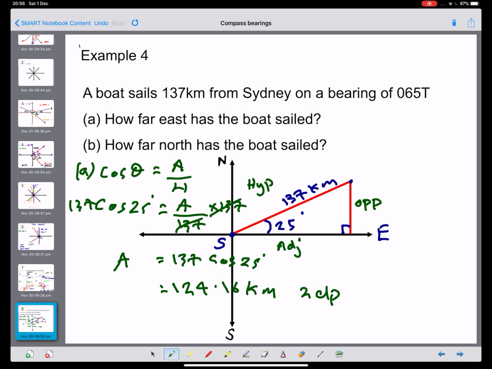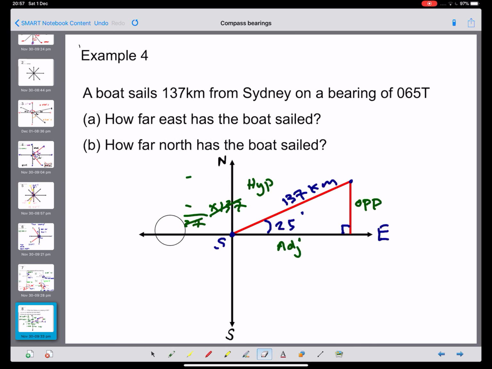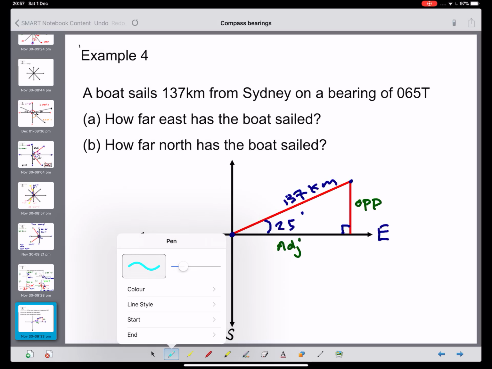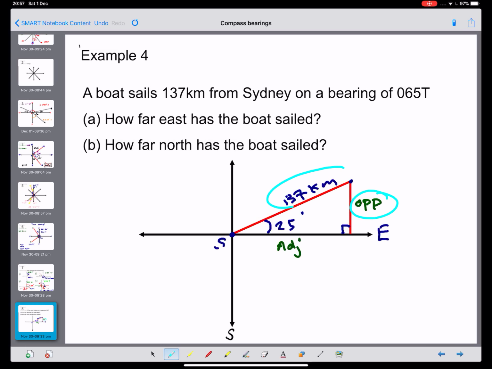Okay, so how far north? Pause the video and write this down, because I'm going to have to rub it out because I've run out of room. How far north is going to be finding the opposite. So let's do that then. Let's choose a different colour. Okay, so we need to find the opposite, and we know the hypotenuse.